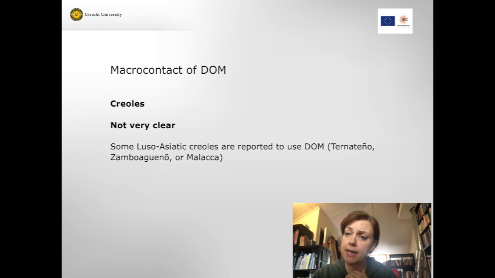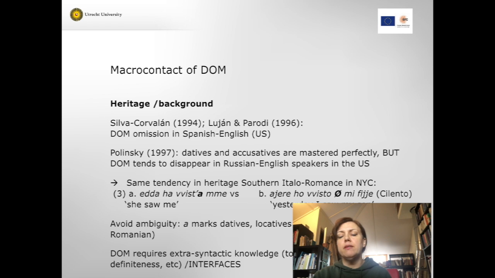If we go to differential object marking, again, for Creoles, it's not very clear. Some Creoles have been reported to have DOM. It is not very clear that this DOM has been taken up from Portuguese, because Portuguese had a very restricted sort of DOM when it was in contact with the other languages. But in any event, for heritage, this has been very heavily studied. And we've seen that there is omission, basically.